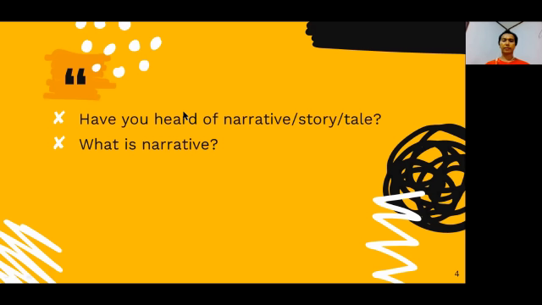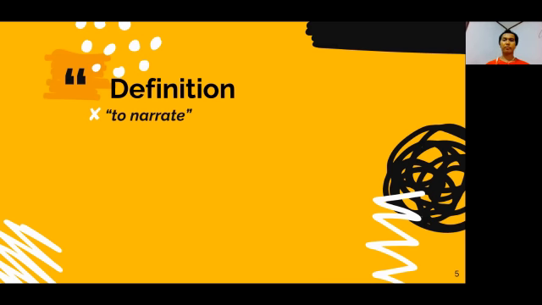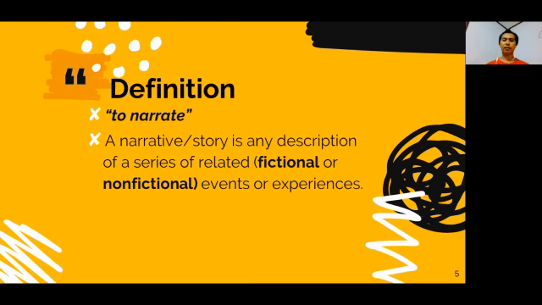So what is a narrative? Have you heard of narrative or story or tale? And if you have heard of that, what is narrative actually? Narrative comes from the word to narrate, to tell. A narrative or a story is a description of a series of related fictional or non-fictional events or experiences.